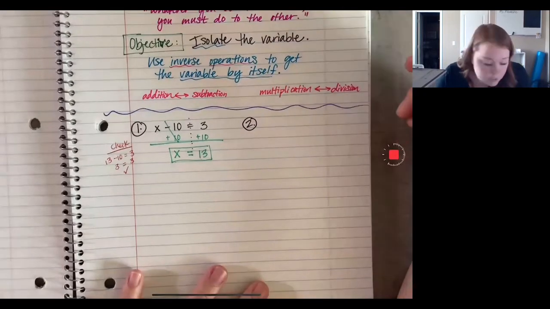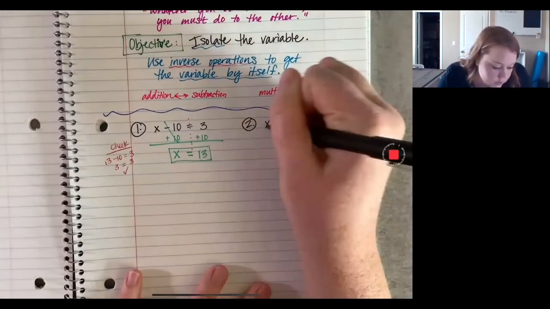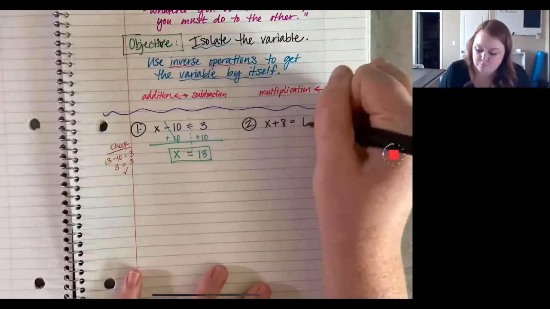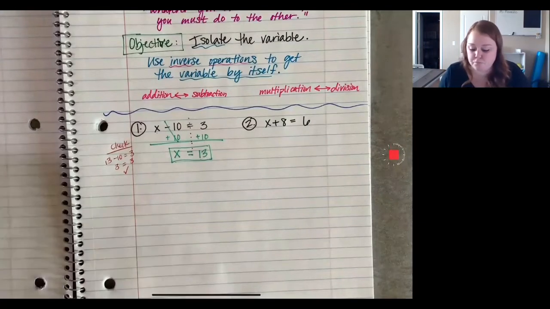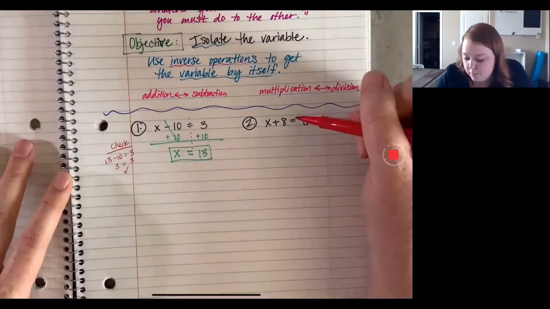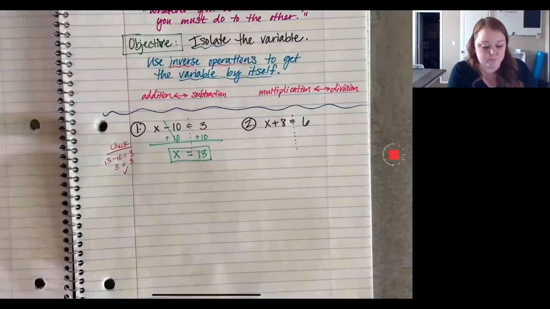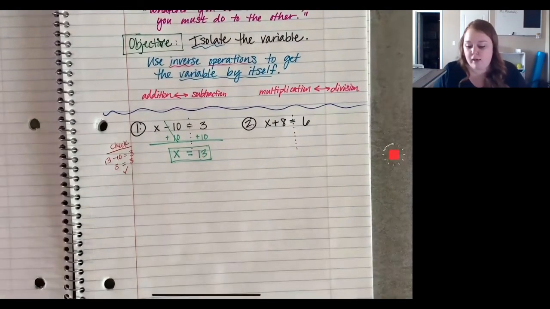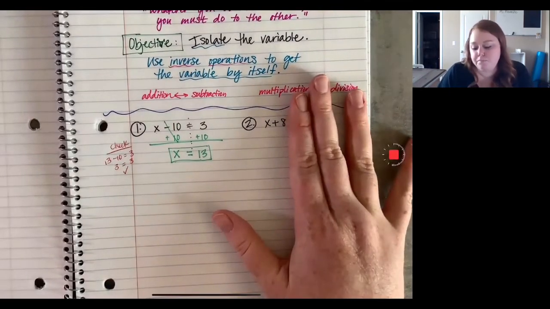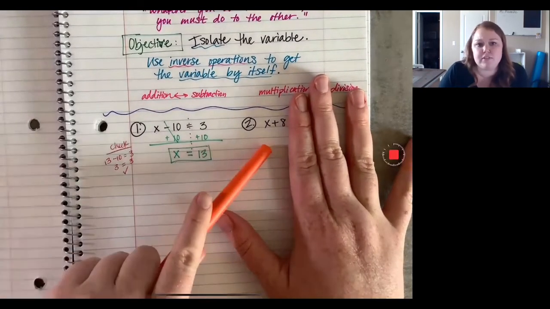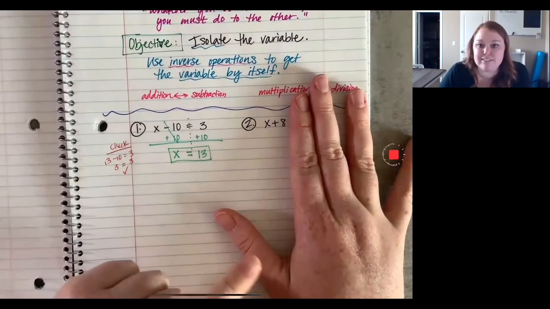Okay. Number 2, x plus 8 equals 6. So get in the habit of separating your sides. Separate your left side from your right side. Okay. I go to the side with my variable on it, which is the left right now. And I ask myself, is x by itself? No, it's hanging out with this 8.